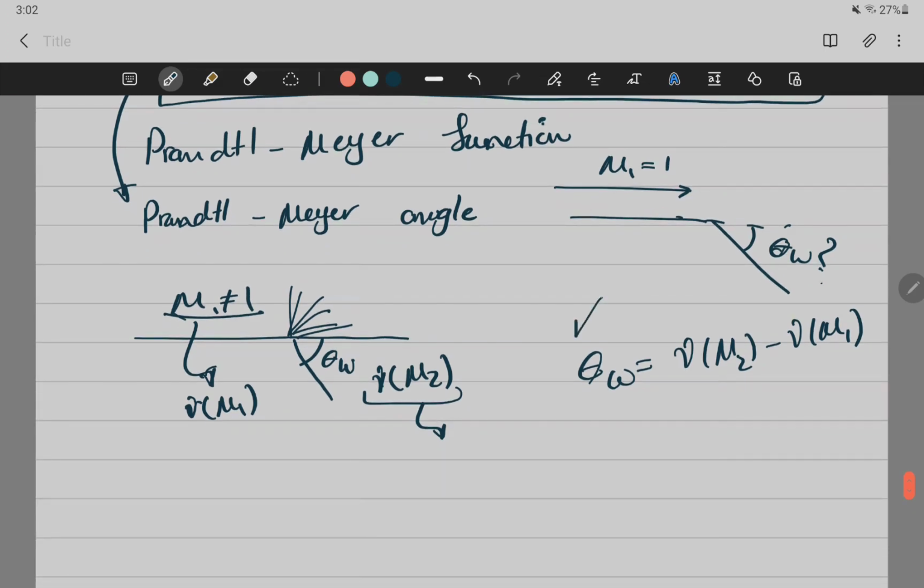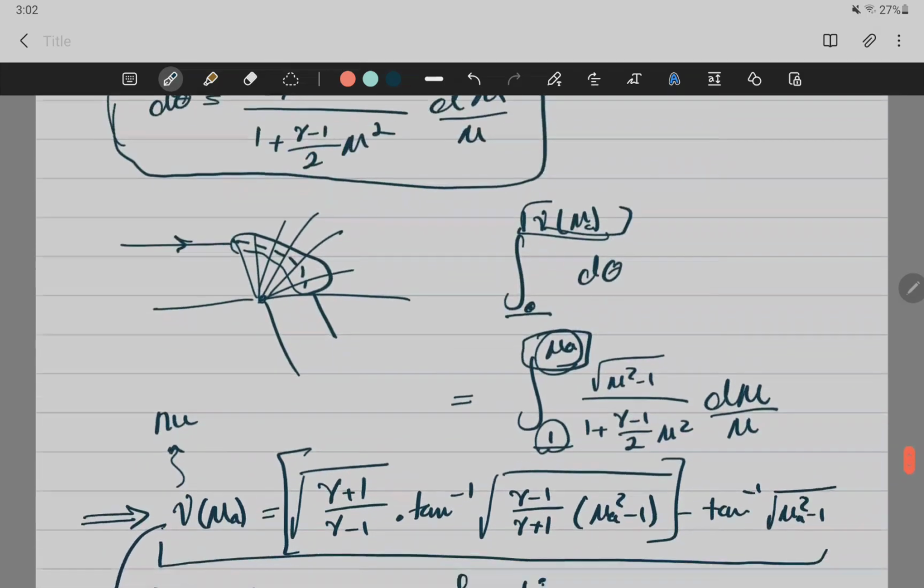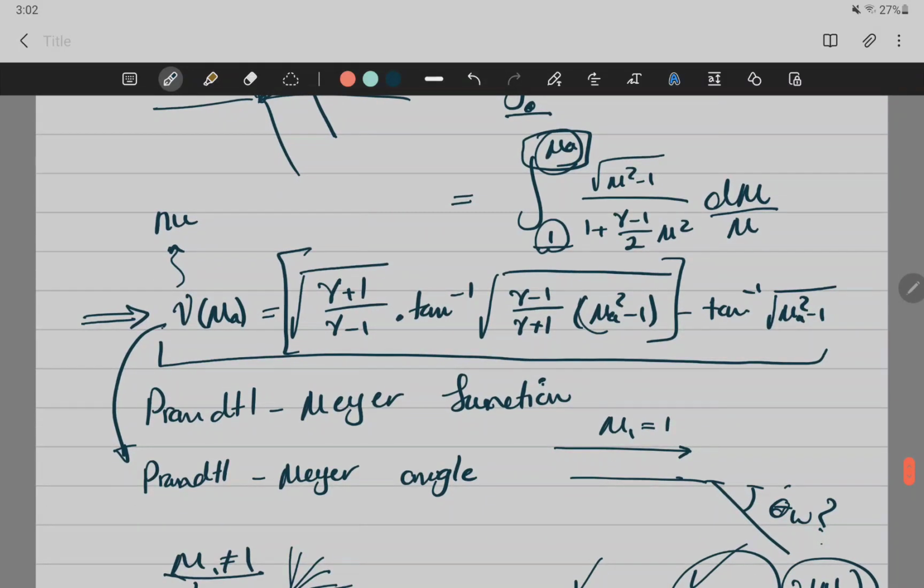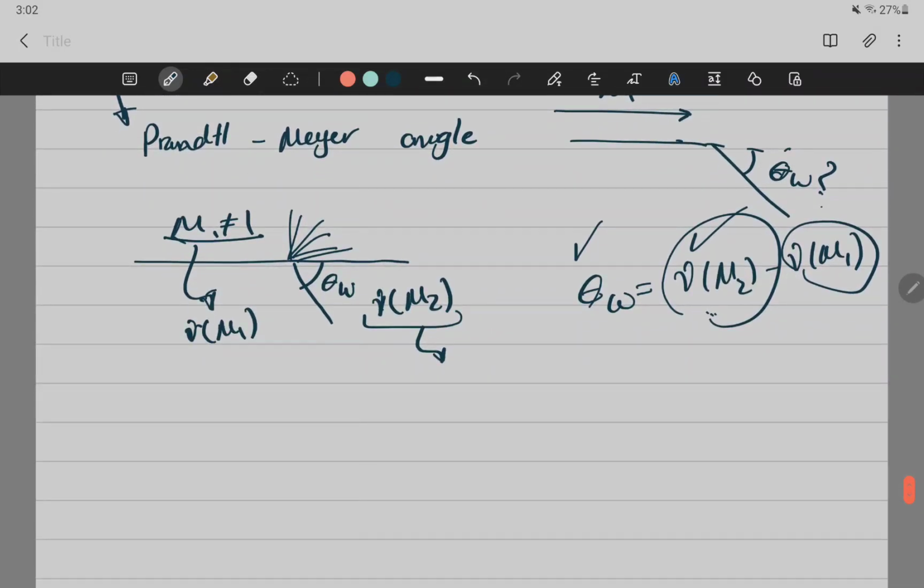So if you are given a theta of wall, you can calculate nu of m1 because it's an incoming flow, it's upstream. You already have that value. You should be able to find the nu of m2. And using this nu of m2, you can go back to this equation and calculate the Mach number after the expansion fan.